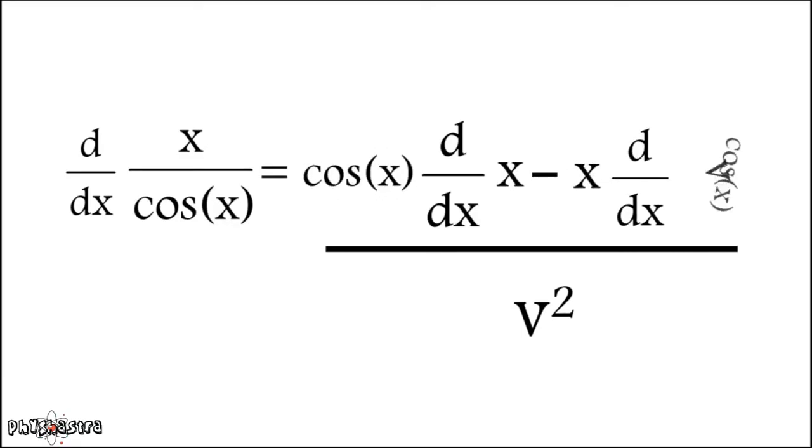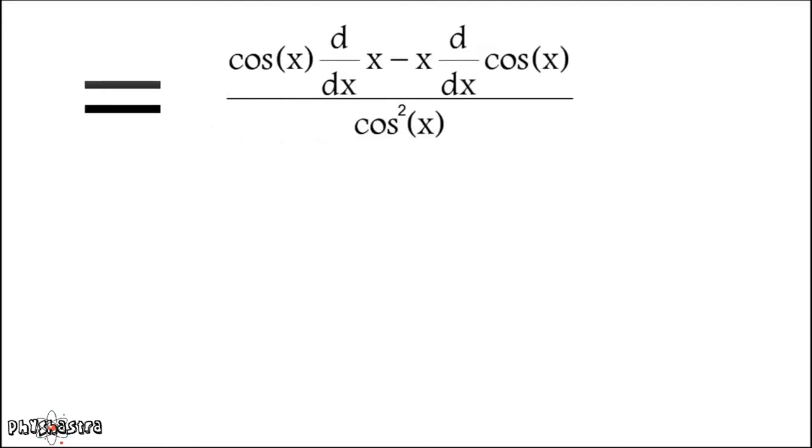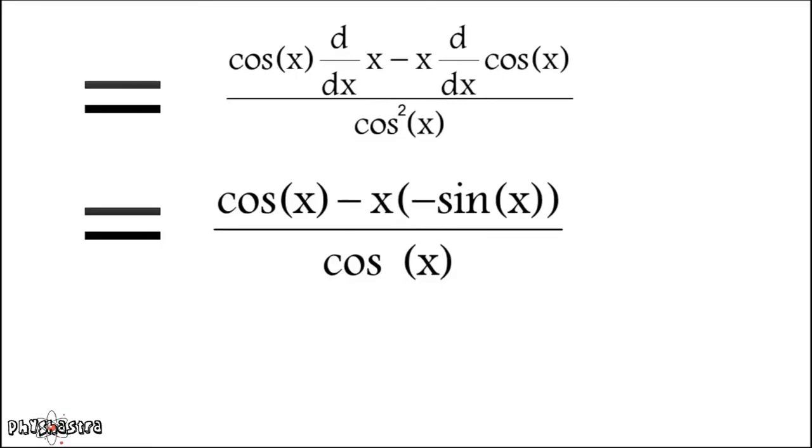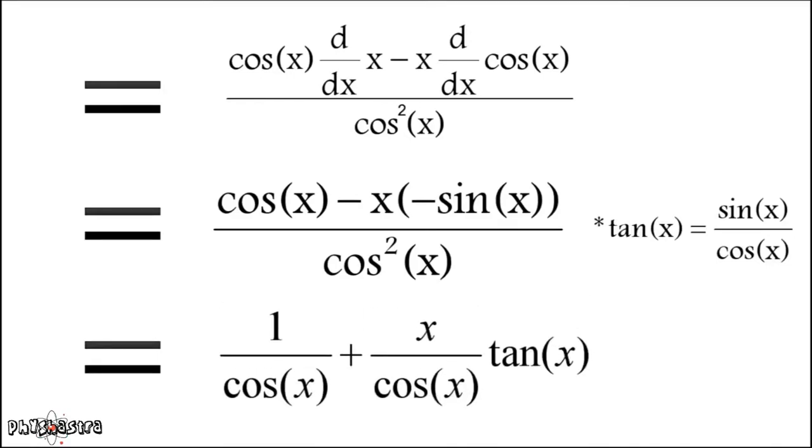Now substituting the respective values of u and v, such as u is x and v is cos x. Then we know that d by dx of x is 1 and d by dx of cos x, according to the rule, is minus sin x. Then we properly arrange them. Now writing, we get the simplified form. Again simplified form, and also tan x is sin x upon cos x. Henceforth the answer.